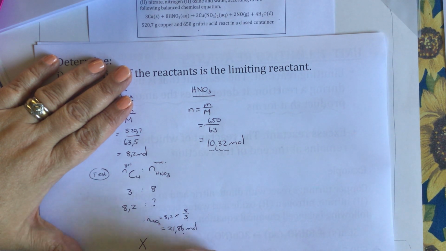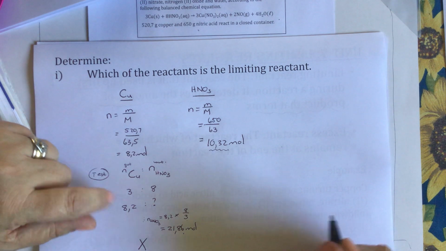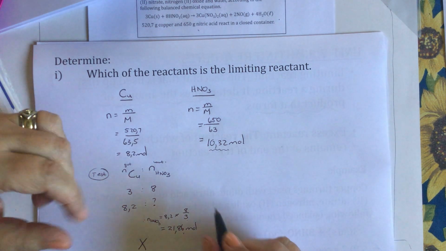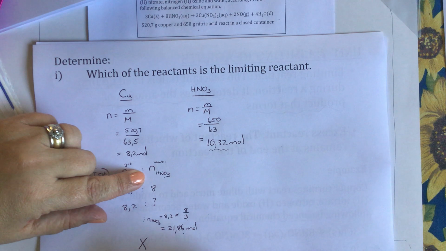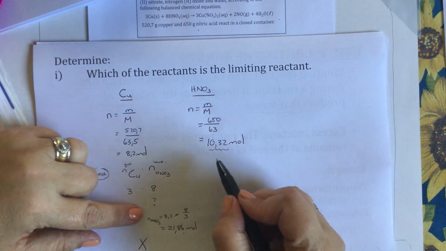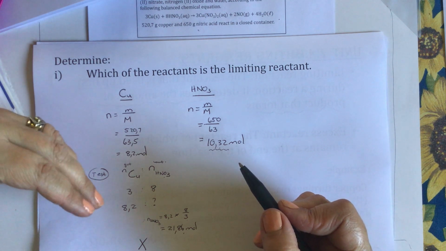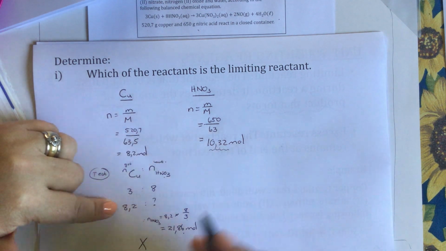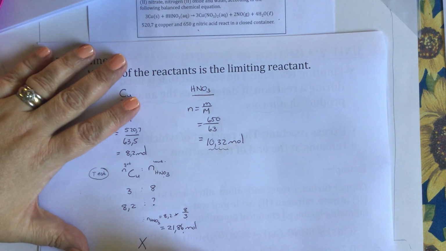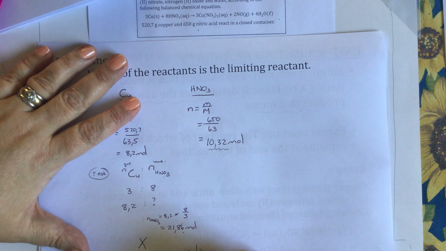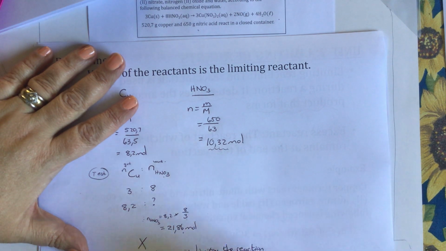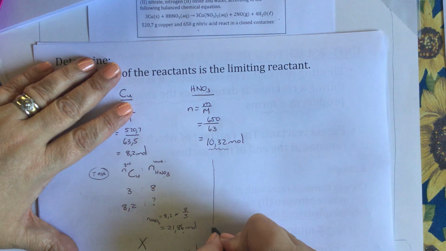Therefore, what is limiting the reaction? What will be used up first? My HNO3. The moment that I use it up until I get to 10,32, the reaction cannot take place anymore, but there will still be copper left. So what is my limiting reactant? My HNO3 is limiting the reaction. I can also test it with the other one.